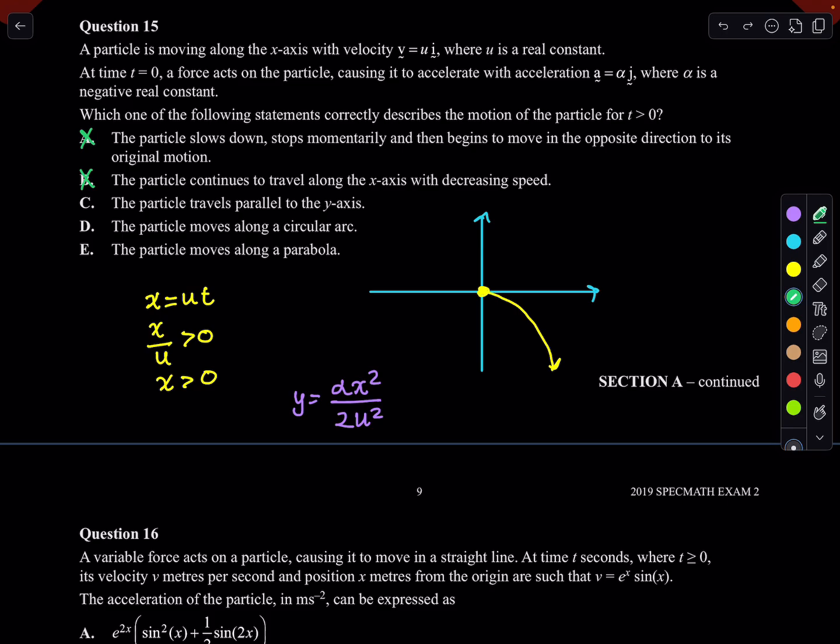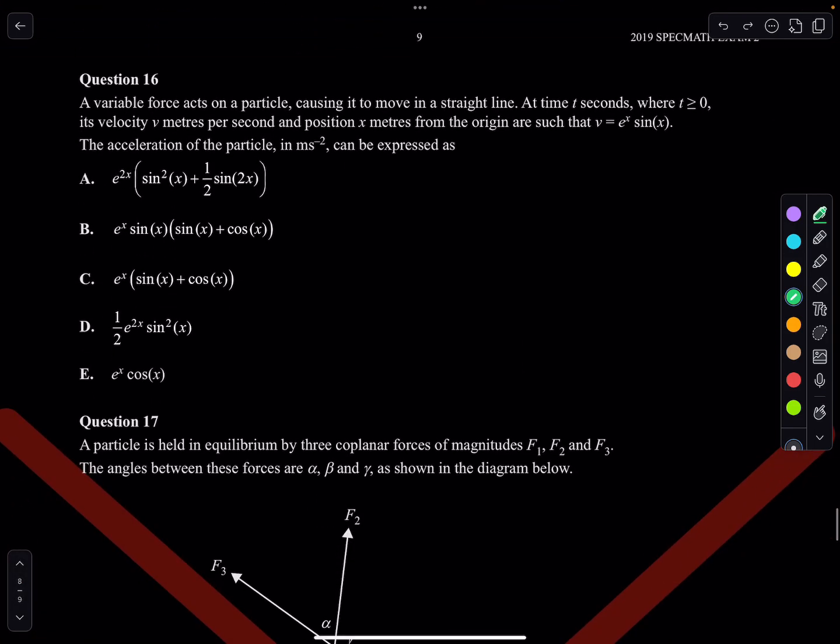The particle travels parallel to the y-axis. Absolutely not. The particle moves along a circular arc. No, remember, it's not a circular arc. It's a parabola, so E is the better one. The particle moves around because it is a parabola equation here. It's not a circular path. Yeah. All right. Question 16.